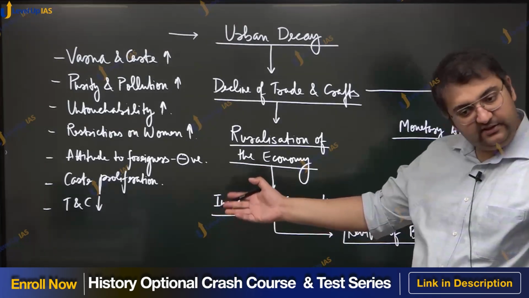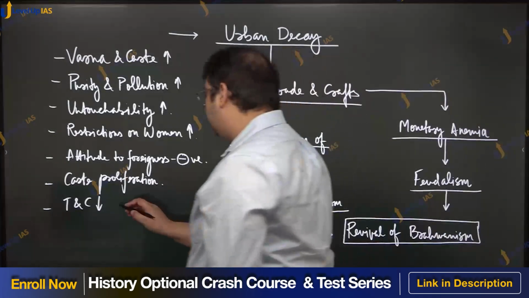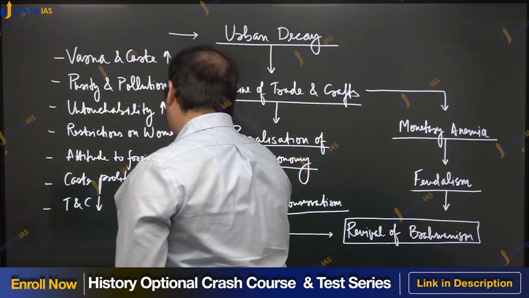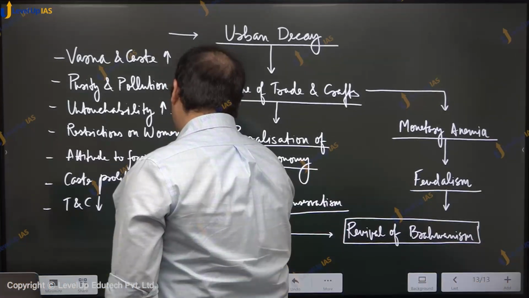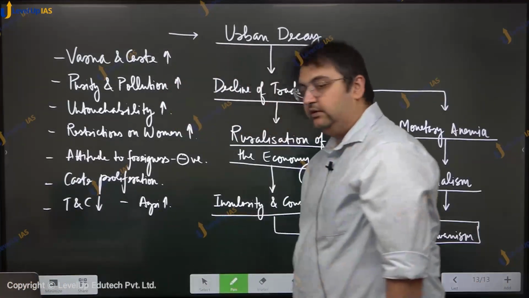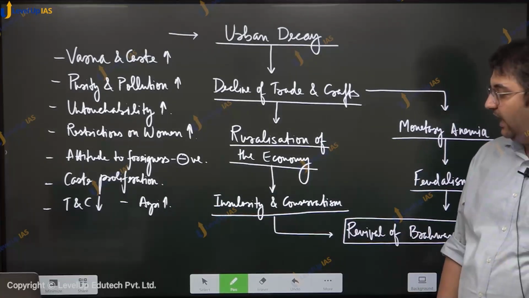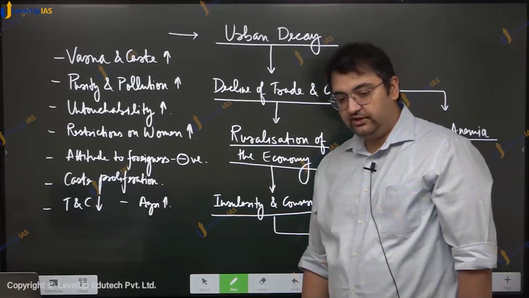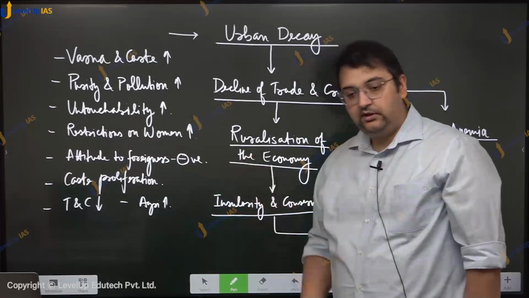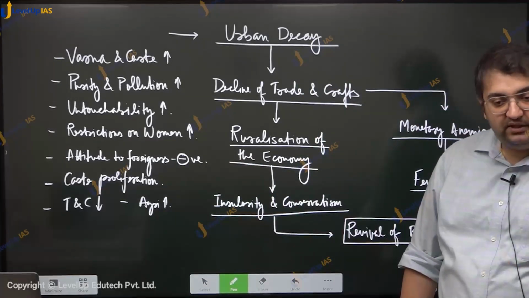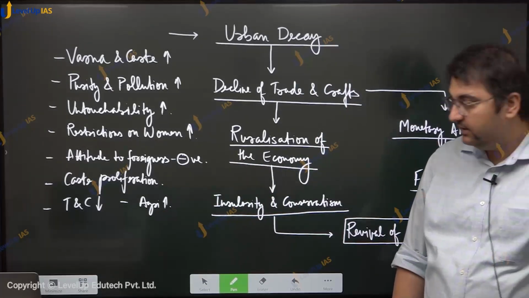Secondary economic activities are going to be discouraged and agriculture is going to be encouraged. The different varnas are also going to experience a major change in their social position as a result of this. The most widely affected would be the Vaishyas and Shudras.